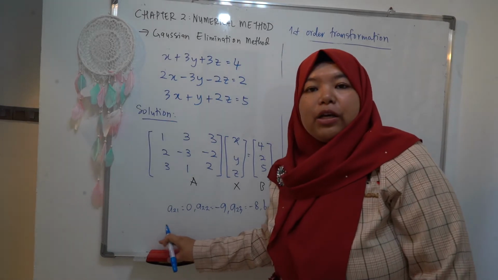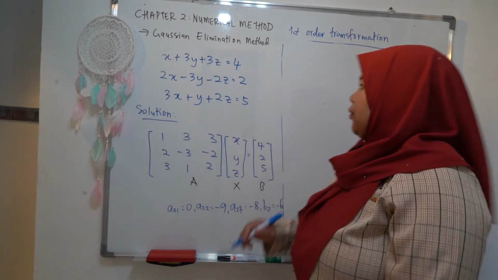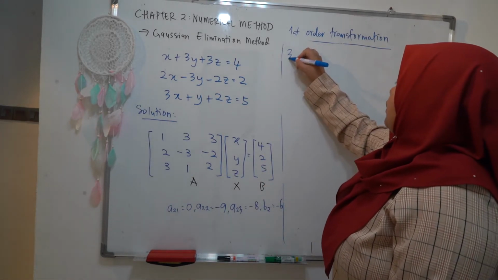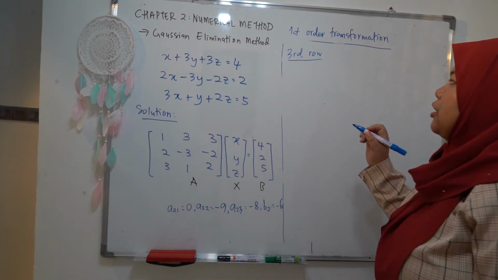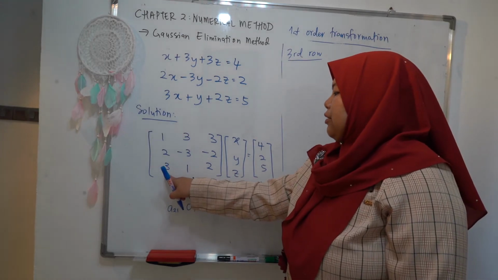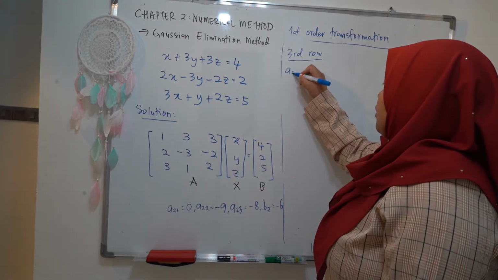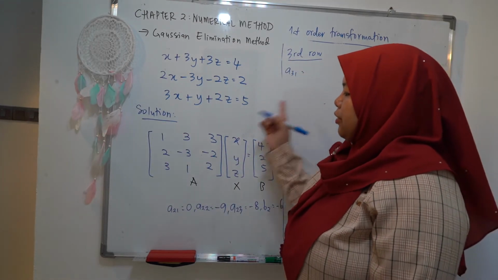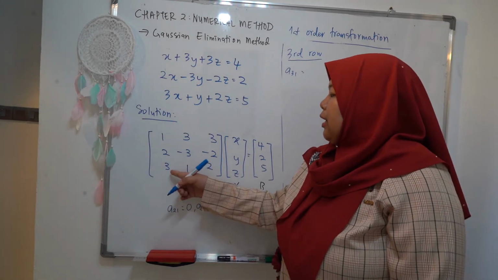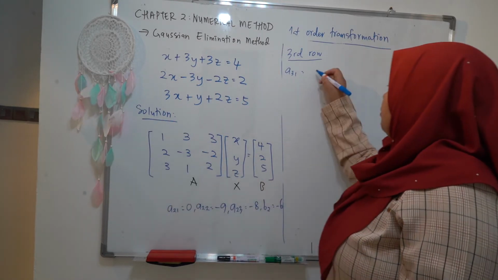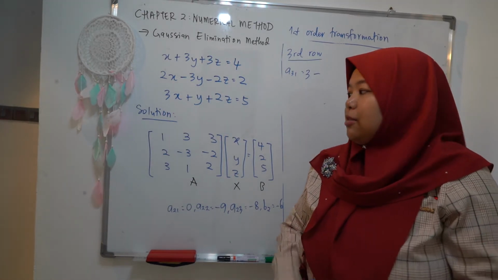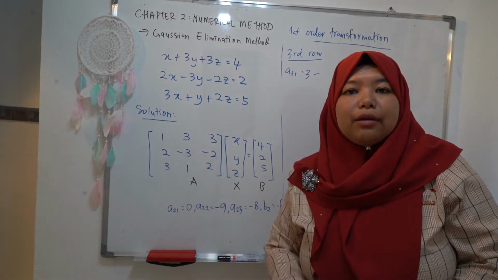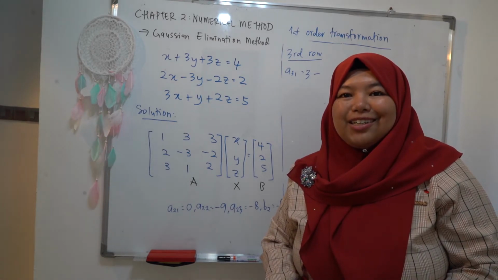Okay, so I continue with the third row. For the third row, I start with A31. The number in element A31 is 3, so I have to minus 2 or 1, guys.